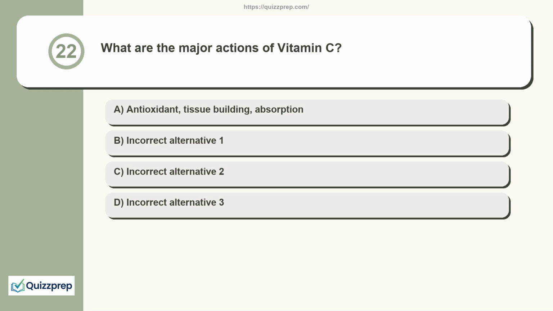Question 22. What are the major actions of vitamin C? Antioxidant, tissue building, absorption. Incorrect alternative 1. Incorrect alternative 2. Incorrect alternative 3.